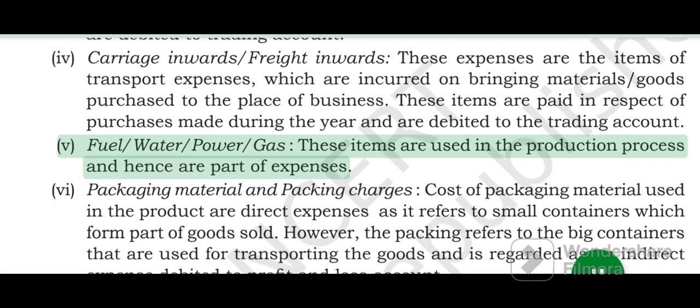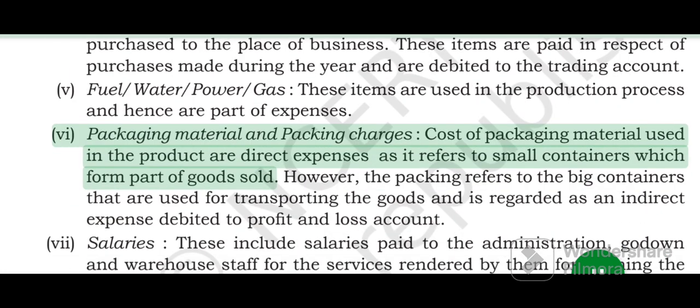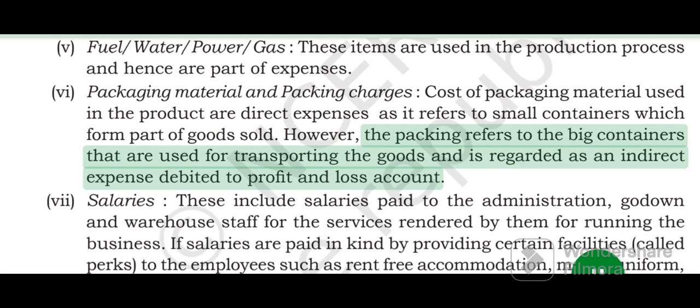V. Fuel, water, power, gas. These items are used in the production process and hence are part of expenses. VI. Packaging material and packing charges. Cost of packaging material used in the product are direct expenses as it refers to small containers which form part of goods sold. However, packing refers to the big containers that are used for transporting the goods and is regarded as an indirect expense debited to profit and loss account.